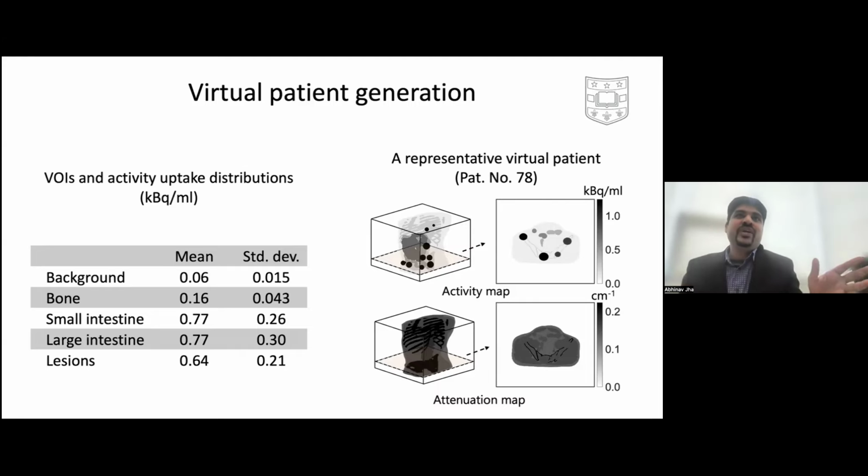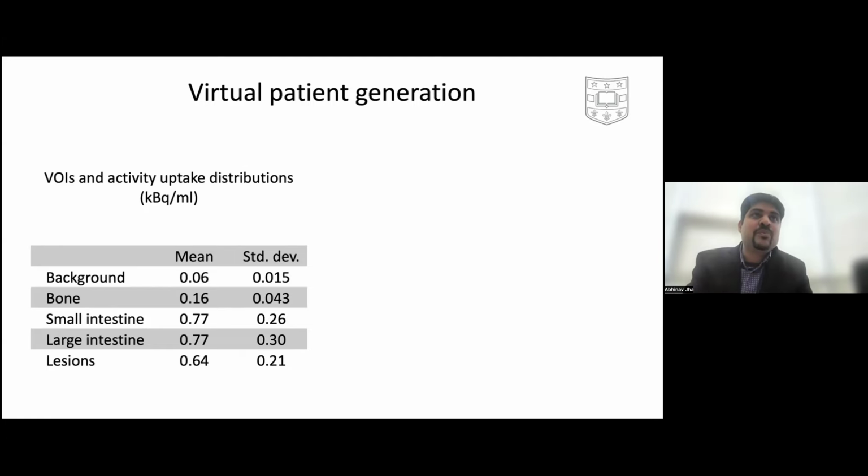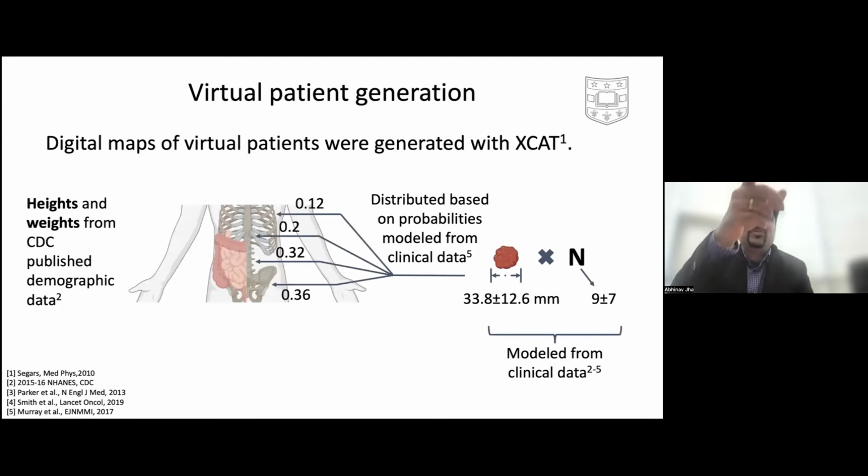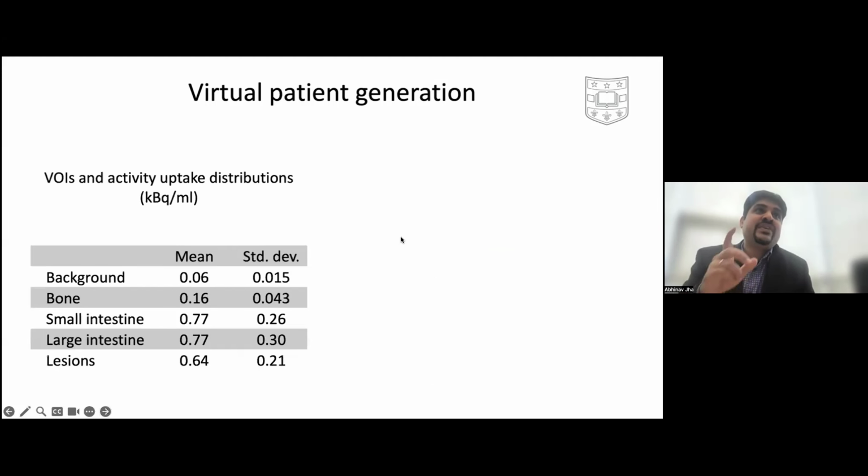So we have a large number of patients. For every patient, we assign a certain number of tumors based upon this probability distribution. We assign the location of the tumors based on this probability distribution. And then we assign activity uptake to tumors and to the different regions such as background, bone, and small and large intestine based on this distribution.